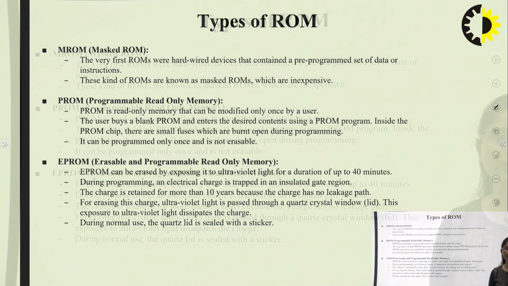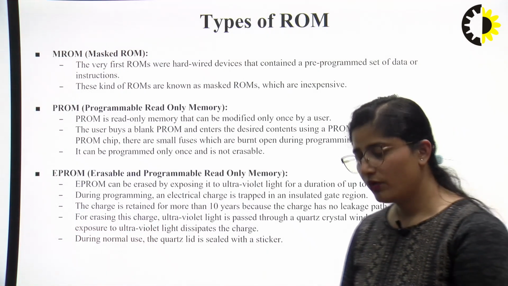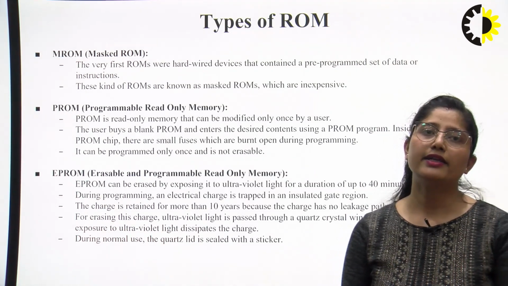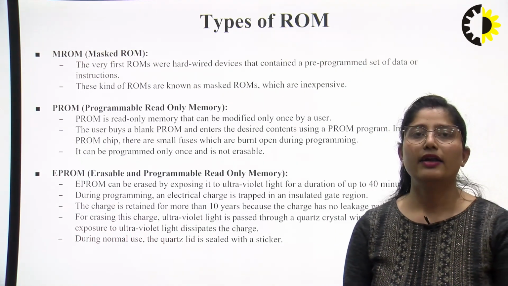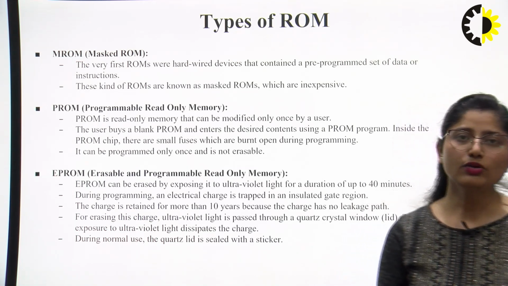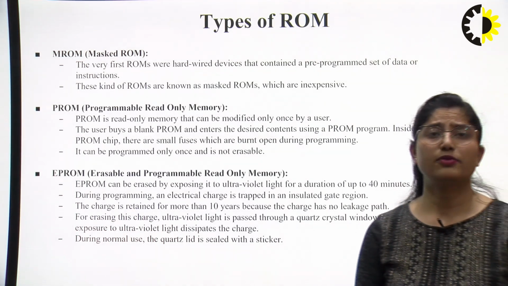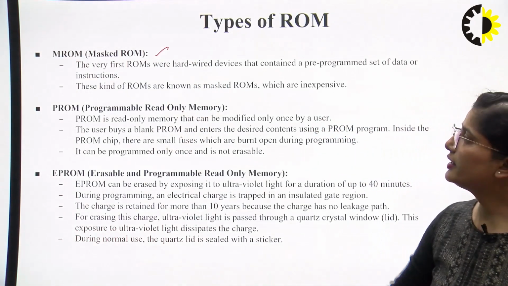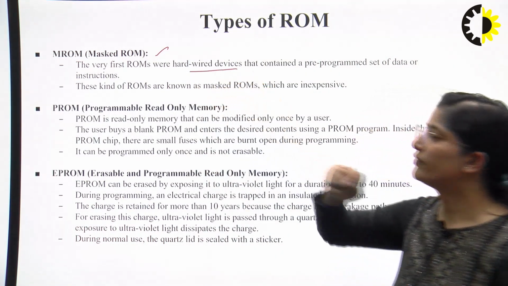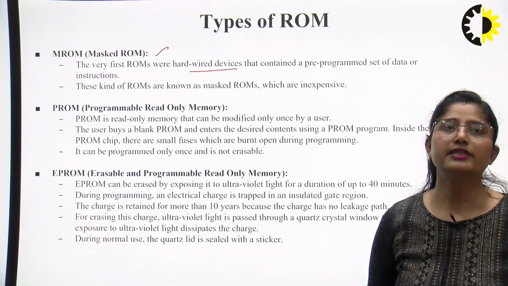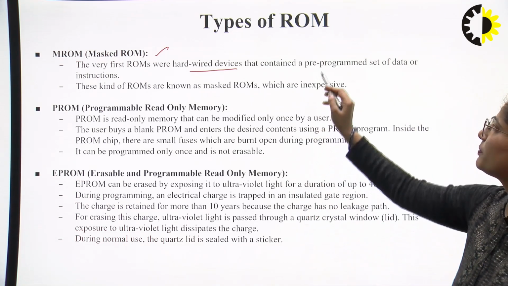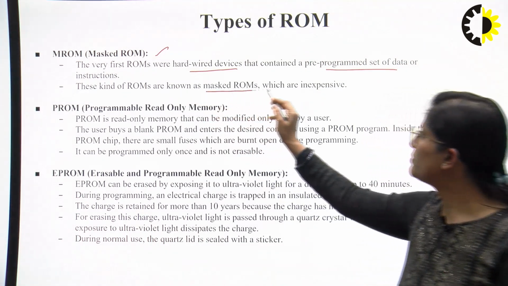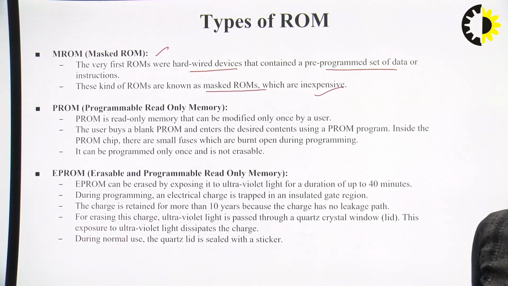Now coming to the next topic, that is ROM. As we know, ROM is read-only memory. We cannot modify or update data in ROM, and it is less costly as compared to RAM, and less space is required in ROM as compared to RAM. So what are the types of ROM? The first type of ROM is MROM, known as masked ROM. It is the first ROM and it uses hardware devices, which use a pre-programmed set of data or instructions, and that's why it is known as masked ROM. It is inexpensive in nature.